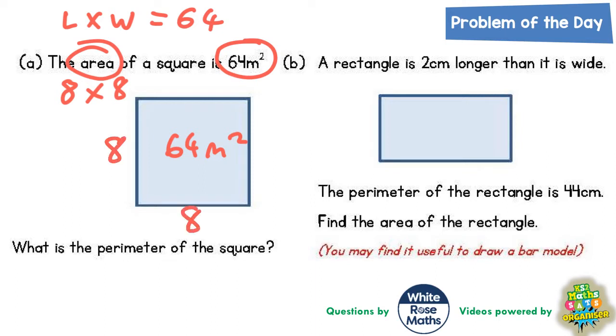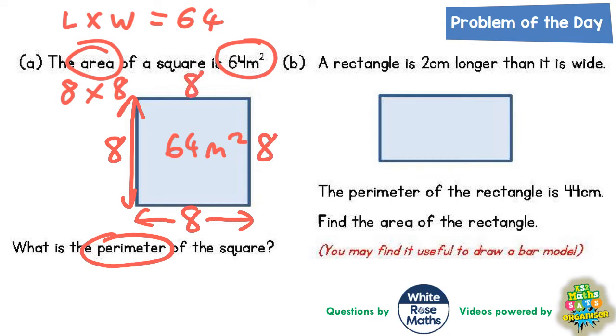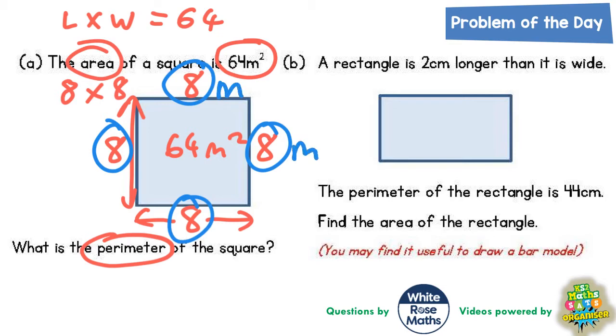But we are actually being asked to find the perimeter. So if it's an 8 by 8 square, the perimeter is the distance around the outside. So if it's 8 down this side and 8 along the bottom, because it's a square, all sides are the same. So this side must be 8 and the top side must be 8 as well. So therefore we've got all four sides being 8. 8, 8, 8 and 8. Remember, all of these are in metres.